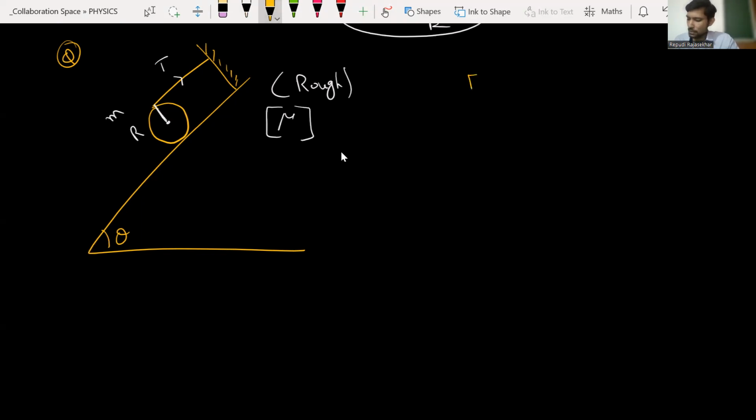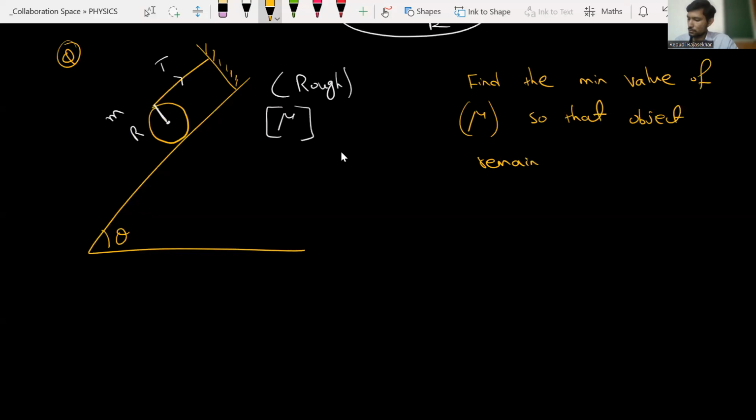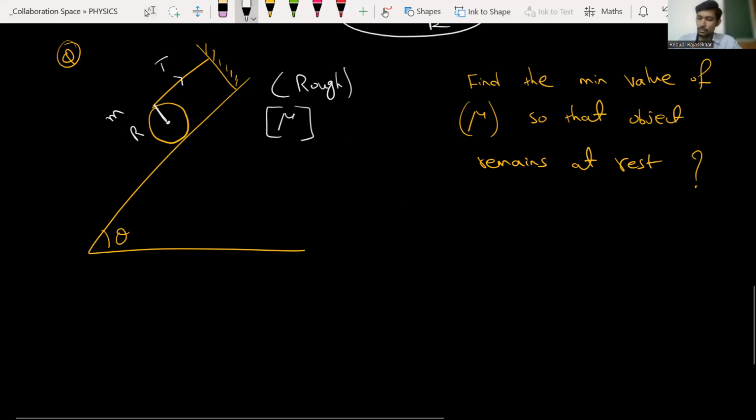Now the question is: find the minimum value of the coefficient of friction, mu, so that the object remains at rest. This is the question. Find the minimum value of the coefficient of friction mu so that the object remains at rest. Instead of just going through the solution of the given question, first analyze the given situation. This is very important. Analysis is the most important thing.